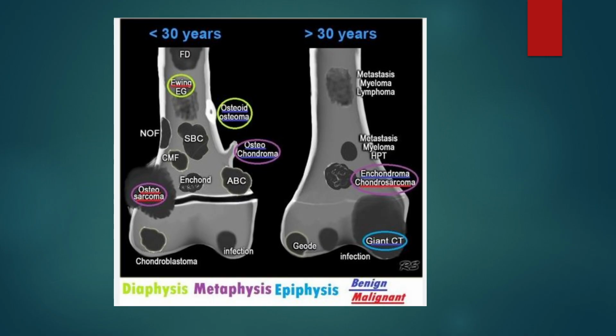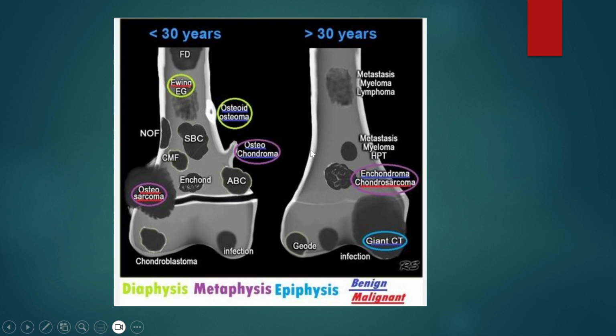Because for bone tumors, we already divide into two age groups, less than 30 years old and older than 30 years old. And then also the location. From the bottom to top, we have epiphysis, then metaphysis, and diaphysis. In a younger age group, if in the epiphysis, we will think about chondroblastoma. And then in the metaphysis, osteosarcoma, ABC, this aneurysmal bone cyst. And then going upward to the diaphysis, we have Ewing sarcoma and osteoma. Of course, in the metaphysis, we also have osteoid osteoma.